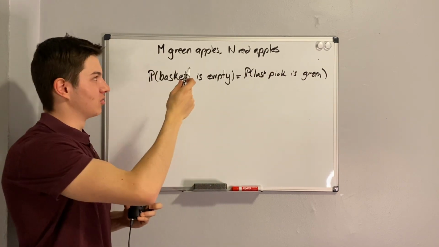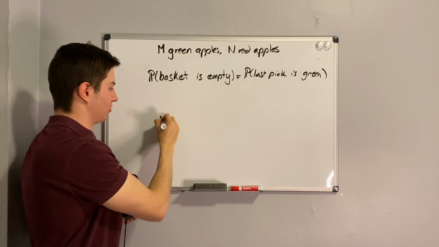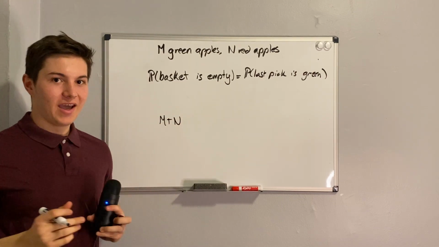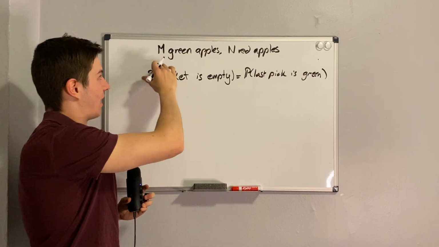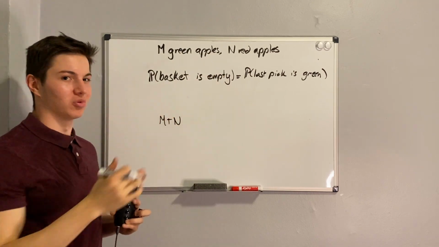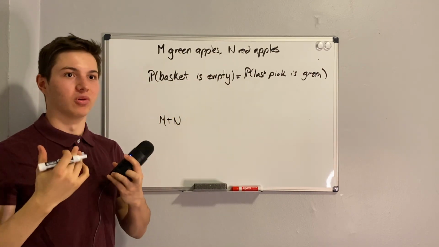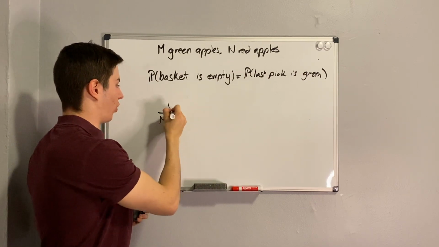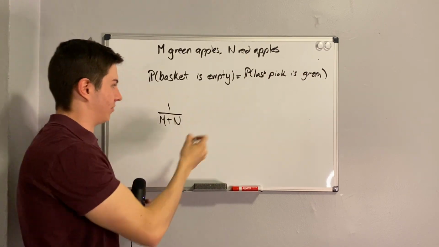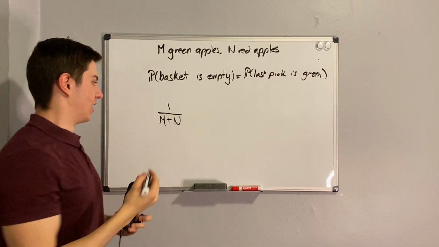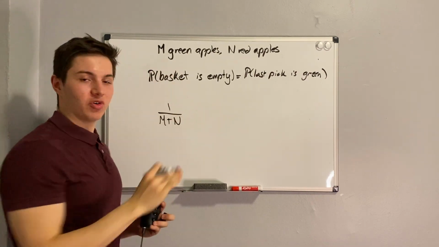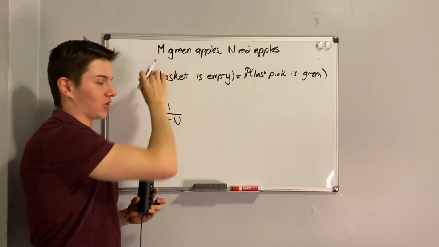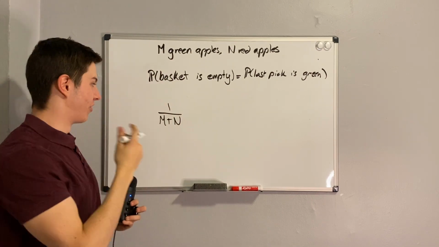Well, since we have M green apples and N red apples, the total number of apples is M plus N. And since any of the M green apples and N red apples have an equal probability of being picked last, this probability is just 1 over M plus N, since if we add them all together, it should sum to 1. And so for each of those M green apples, the probability that it is picked last is 1 over M plus N.